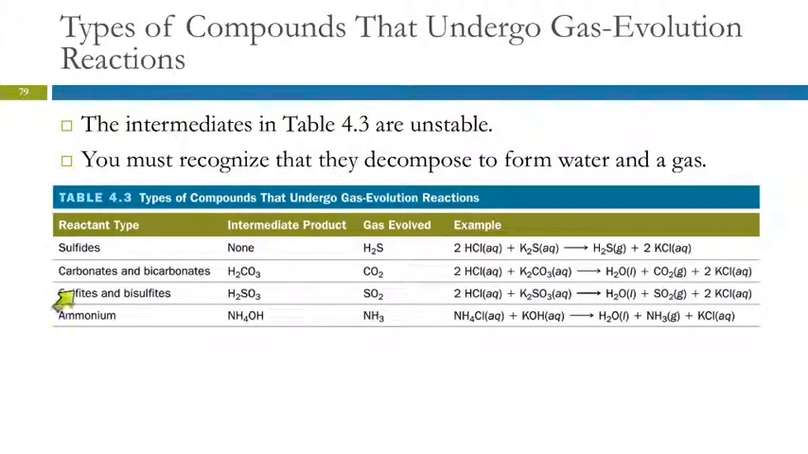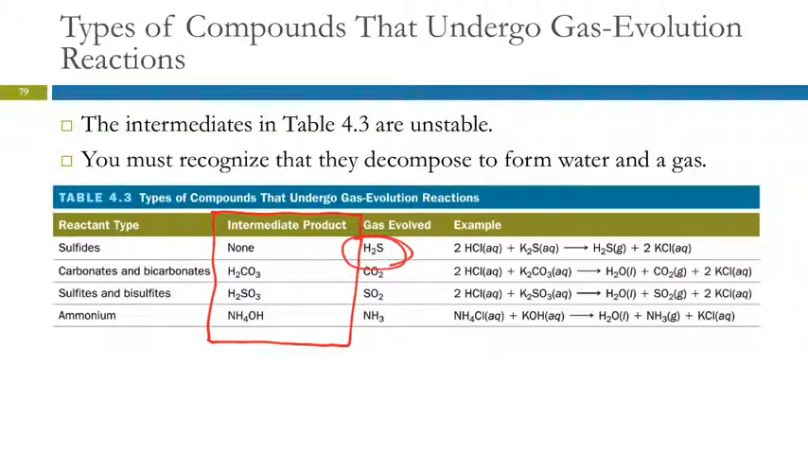So these are the 4 types of reactants that will form or undergo gas evolution reactions. And so what I'd like you to focus on is this intermediate product and that. So to predict these reactions, you just swap the ions like we've been doing, and then look at what you get.